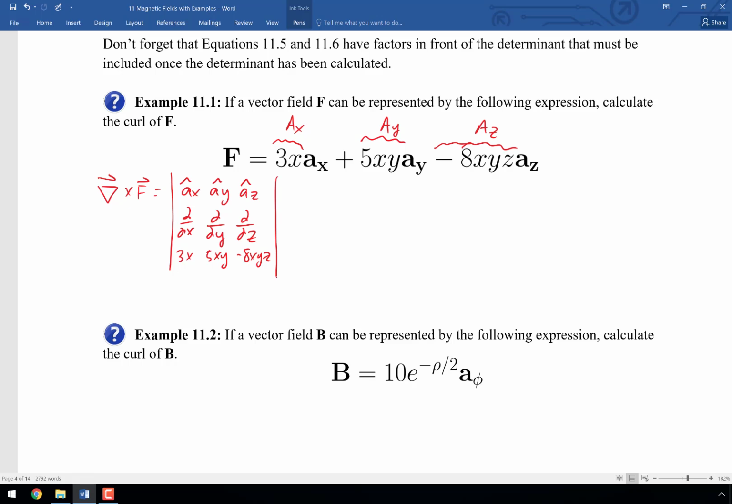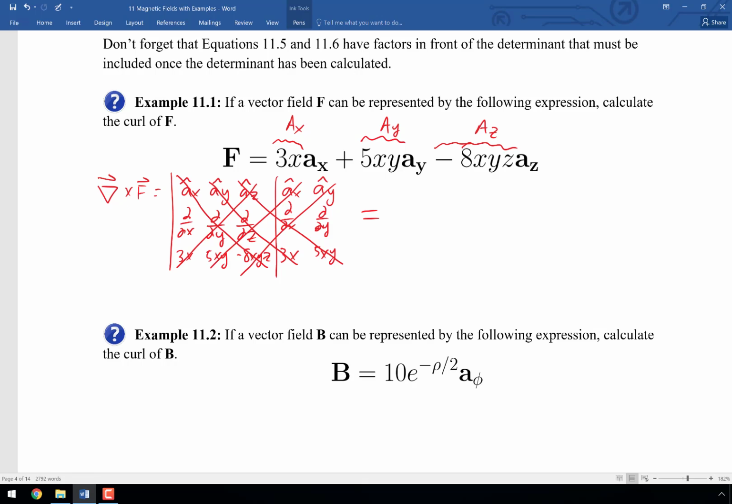Now, the way that I would recommend that you figure out the determinant is the method of diagonals. And here is the full version of the method of diagonals. You repeat the first column, and then you repeat the second column, and then you're going to draw diagonals going down and to the right, and diagonals going down and to the left. That's the method of diagonals.